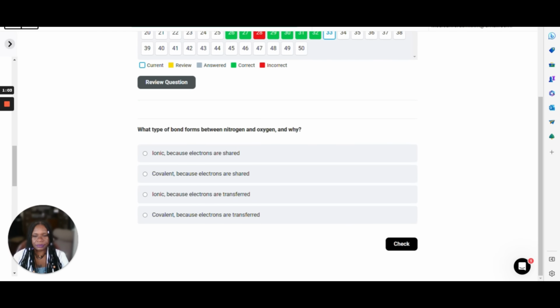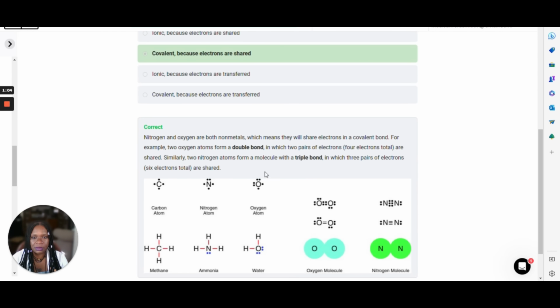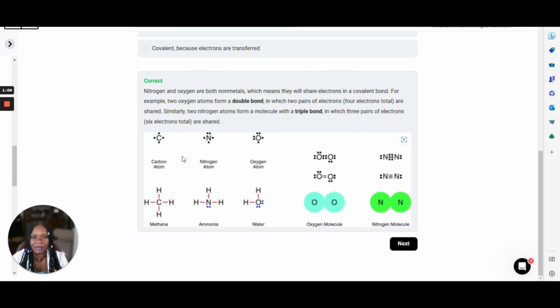Next question. Which type of bond forms between nitrogen and oxygen and why? Is it ionic because electrons are shared? Is it covalent because electrons are shared? Is it ionic because electrons are transferred? Or is it covalent because electrons are transferred? Well, you guys, for this one, we're going to go with covalent because by definition, covalent indicates that there's going to be a sharing of electrons. And here we have it.